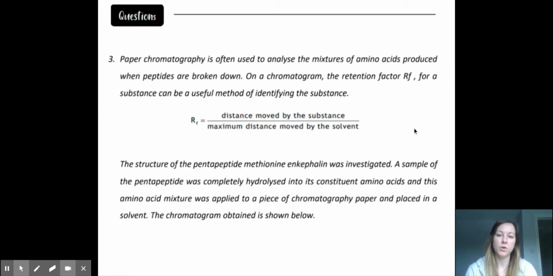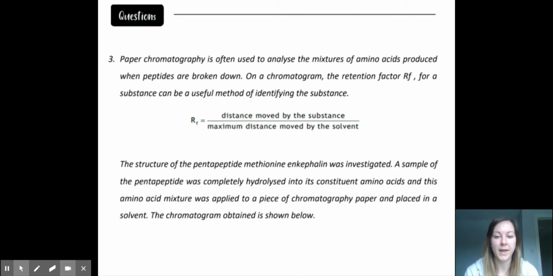3. Paper chromatography is often used to analyse the mixtures of amino acids produced when peptides are broken down. This is some Unit 2 knowledge coming in here. On a chromatogram, the retention factor for a substance can be useful for identifying the substance. Again, usually you are given this equation when they want you to use it.